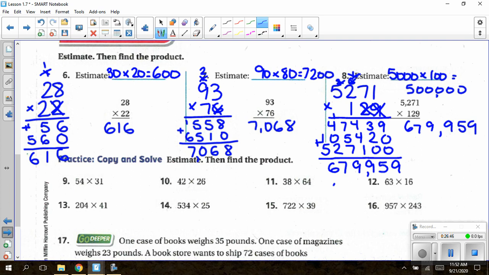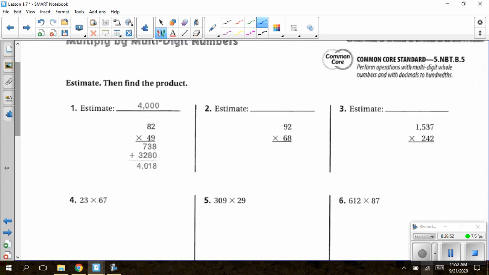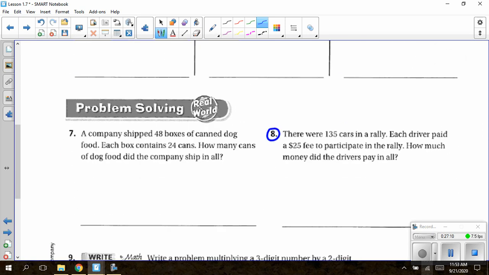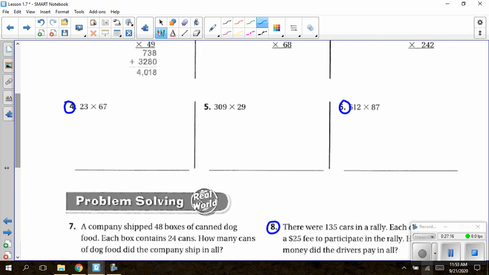So to go over the homework, on our homework page 47, you are going to be doing all of the even problems. So questions 2, 4, 6, and 8. Make sure you are showing all of your work. And again, if it's written across, make sure you are setting the problem up where they're stacking. And I do like to have my larger factor on top. It does not matter if you would put the 23 on top of the 67.